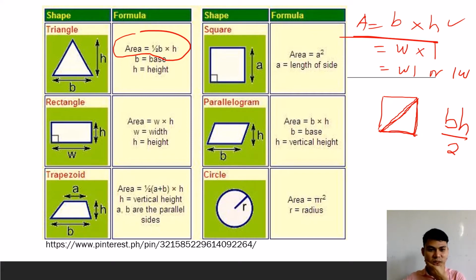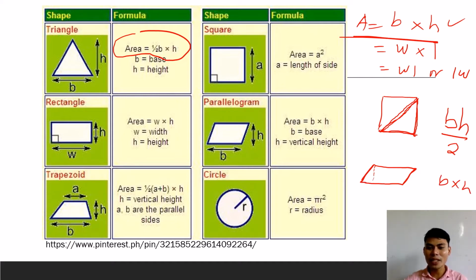So what about the parallelogram? For the parallelogram, this is just a rectangle that is slanted like this. Please read about the parallelogram and its properties. So, the formula is just the base times the height. We're talking about the perpendicular height, or the vertical height. So, it's just the base times height.